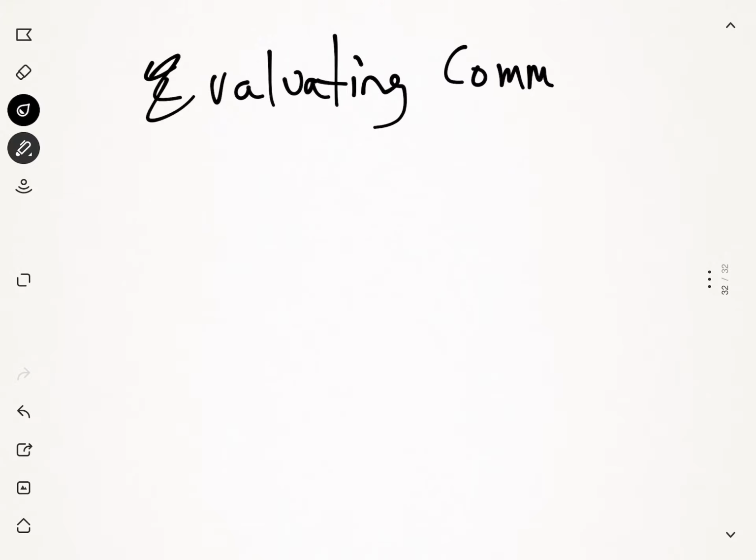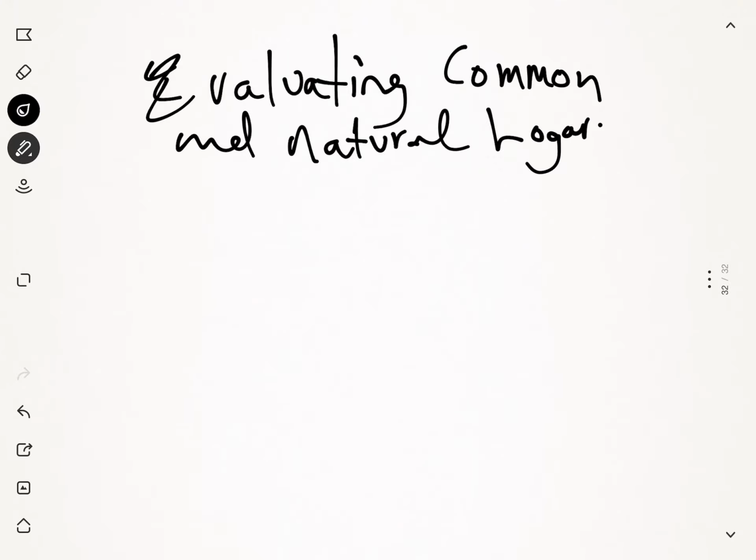So now let's look at evaluating common and natural logarithms. A natural logarithm, I'll get to that in a moment, but it has a different notation for it. So let's look at a problem.